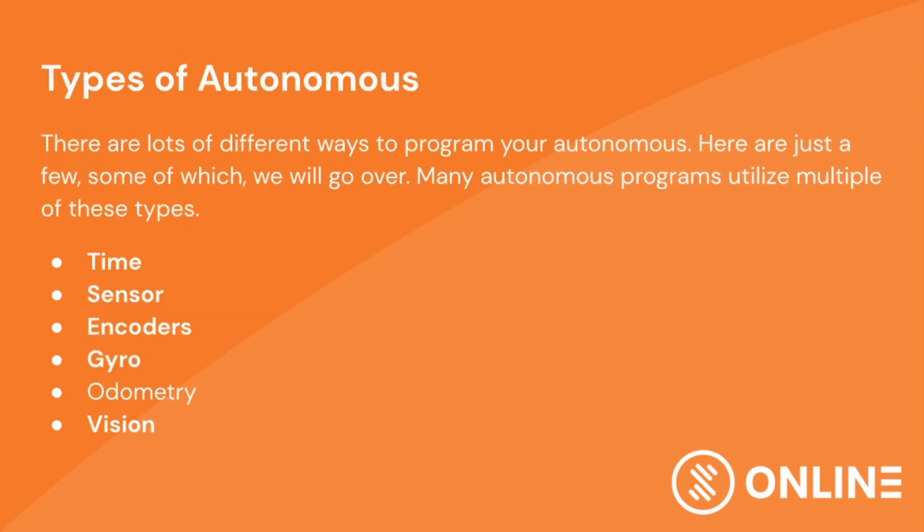So there's a lot of types of autonomous, or a lot of ways to program. Here are just a few of the types which we're going to go over. Many autonomous programs utilize multiple of these types. So all the bolded ones are ones that we're going to go over. We're going to go over time, which is what we're doing today. We're going to go over sensors and encoders and gyro, which is probably next week. And then vision, probably also next week. And if any of those don't fit, we'll move to the week afterwards.